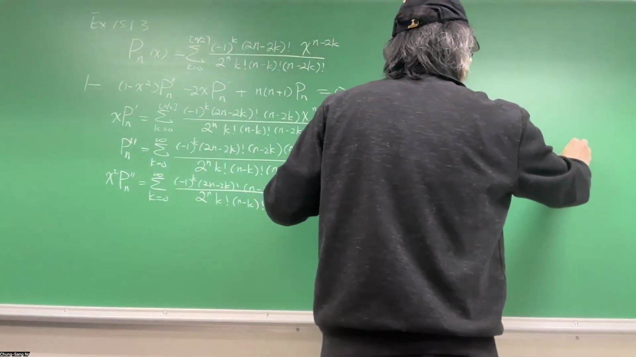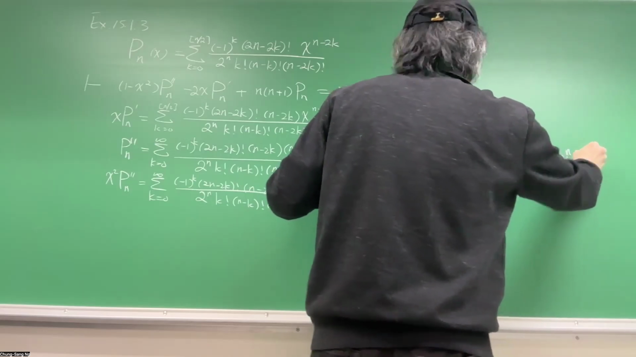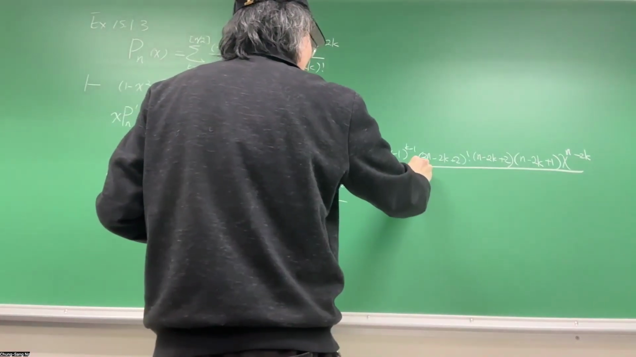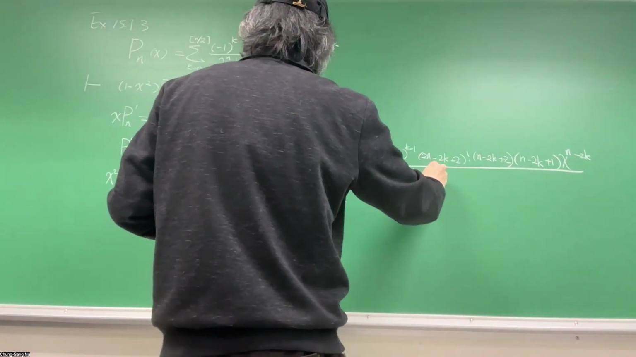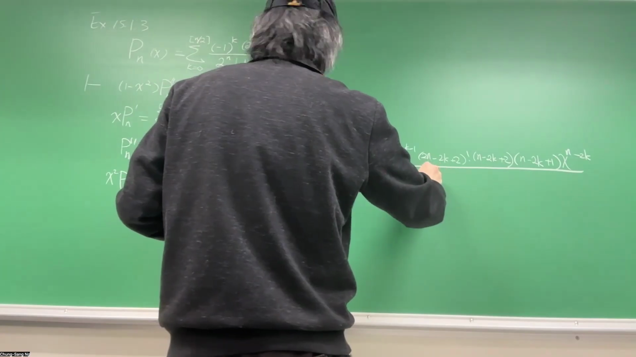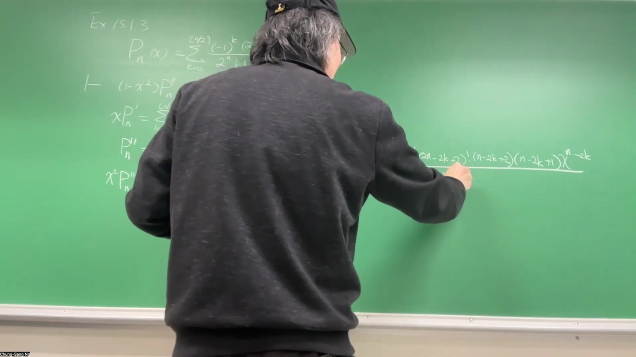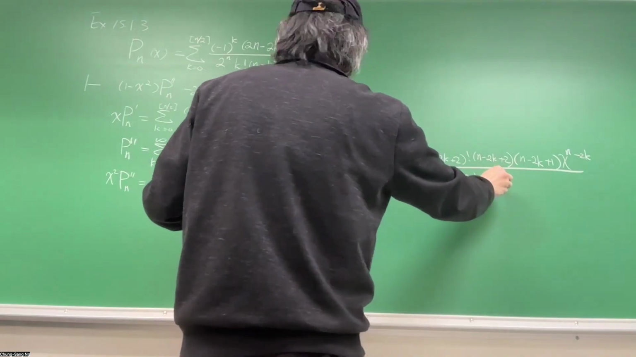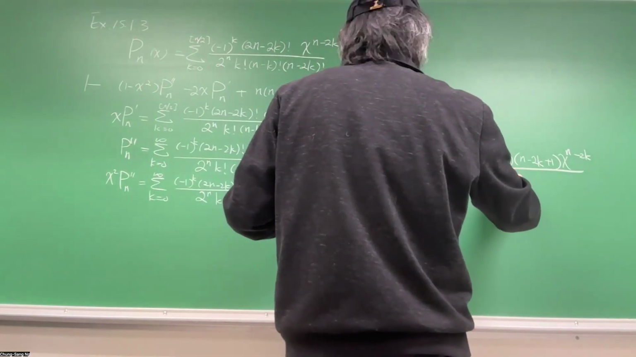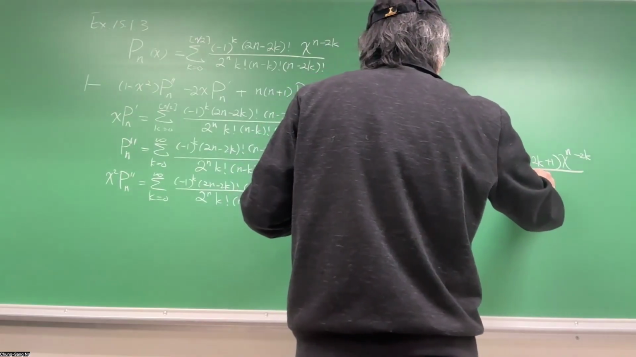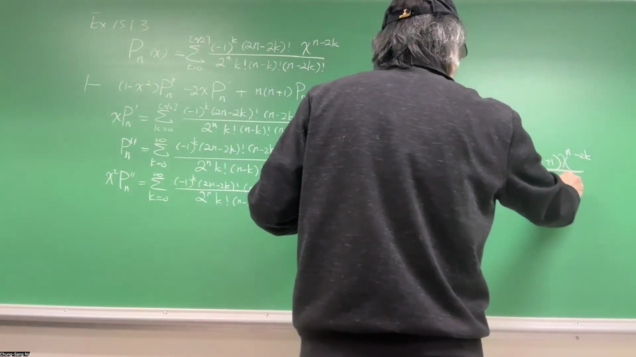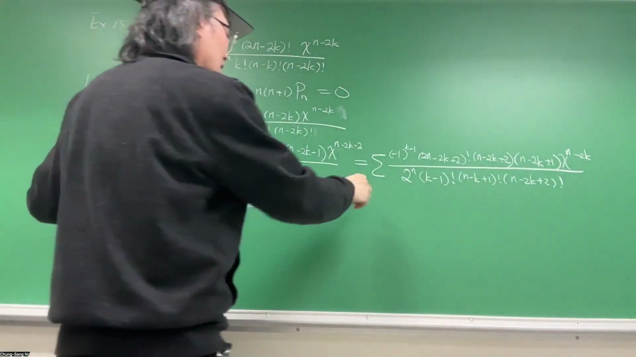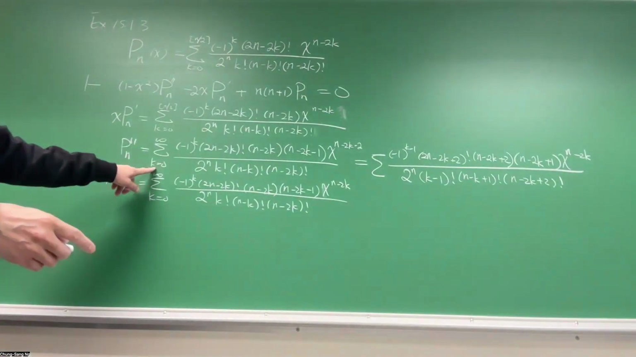X to the n minus 2k. Then you have 2 to the power n, and then k minus 1 factorial, and minus k plus 1 factorial, and minus 2k plus 2 factorial. Okay, and now you figure out the limit.